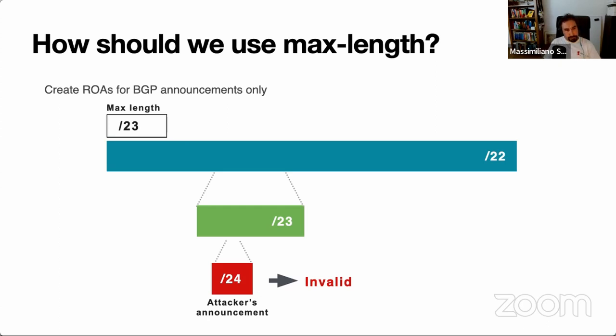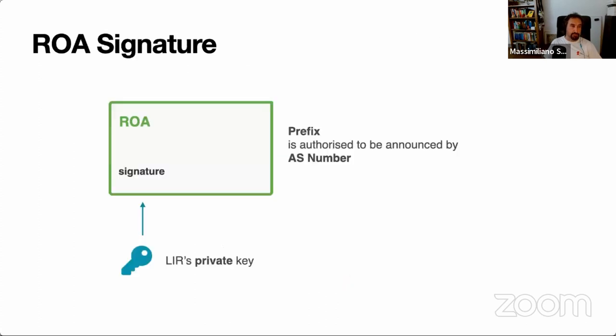So max length is powerful because it allows you to create a statement and then apply the statement to a larger set of your address space, but at the same time, it opens possibilities for attackers. There is a draft RFC that shows this kind of issues and a couple of others.